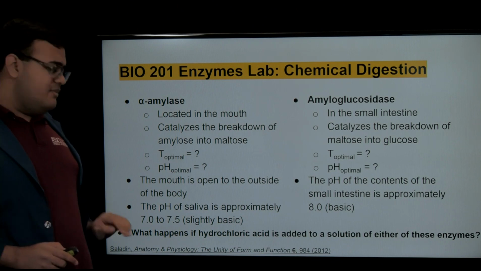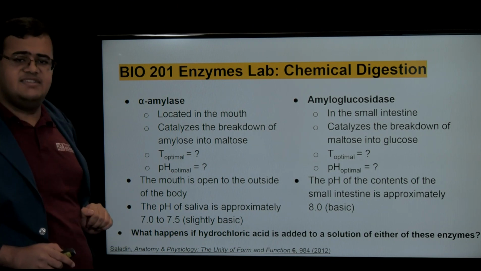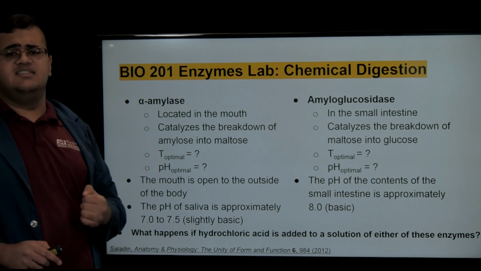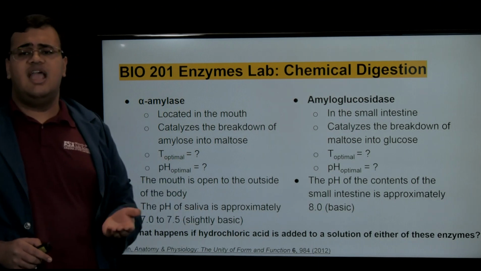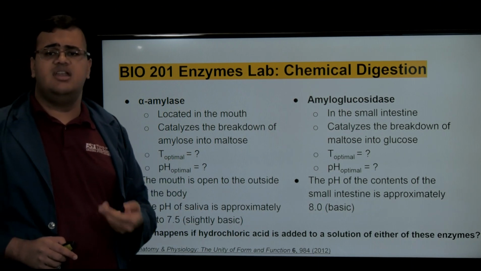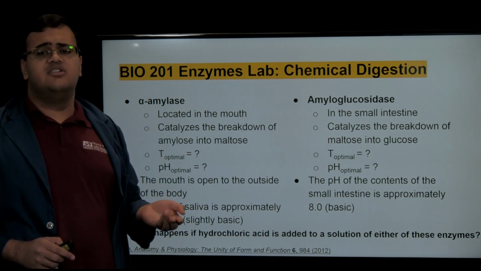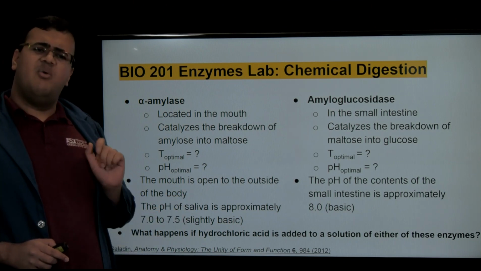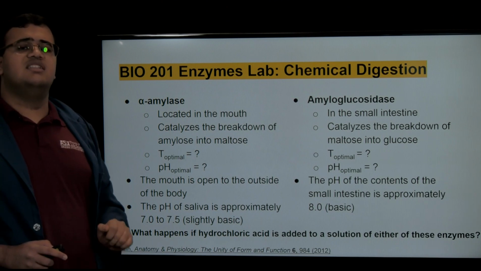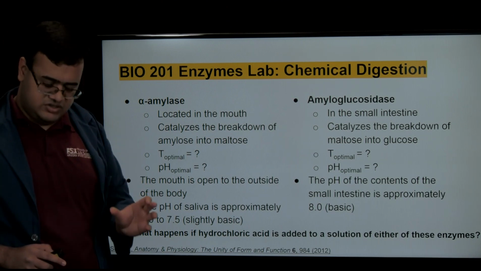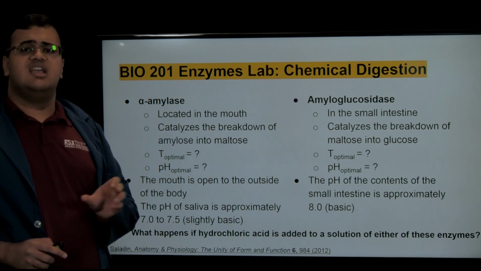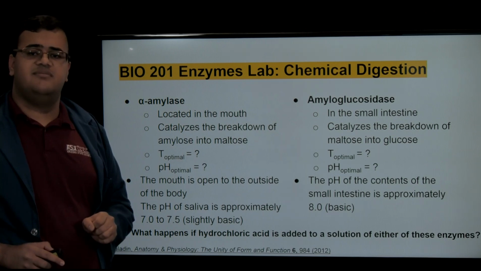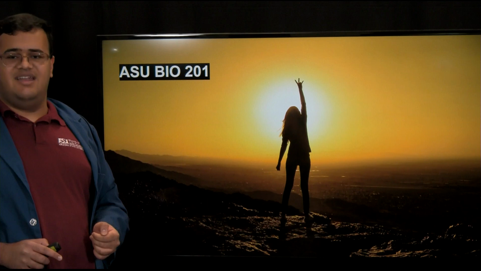Now think about what happens if you add hydrochloric acid to a solution of either of these enzymes. And hydrochloric acid's pH is somewhere between 3.0 and 0 depending on its concentration. So bear in mind, what happens to an enzyme when the pH of the surrounding solution is changed outside the optimal range? So I hope this has made the topic of enzymes easier for you to understand.